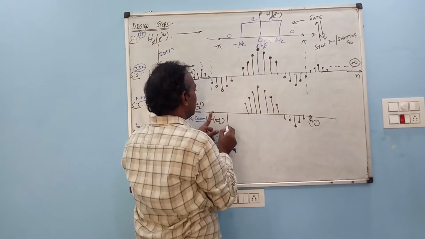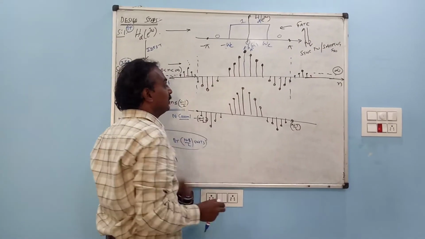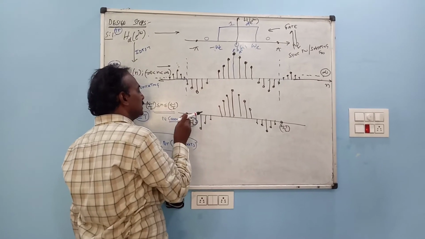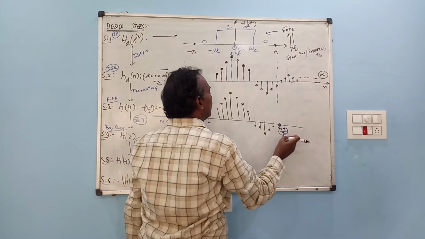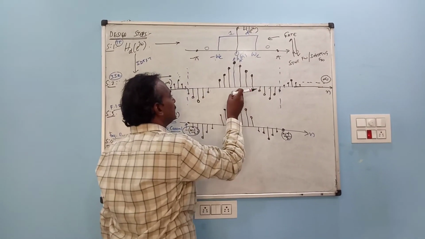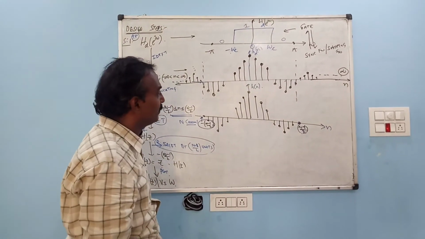So here also the same sinc function. The limits are from minus (n minus 1)/2 to plus (n minus 1)/2. These are the limits of n. So I am writing this as small h of n, the finite impulse response.